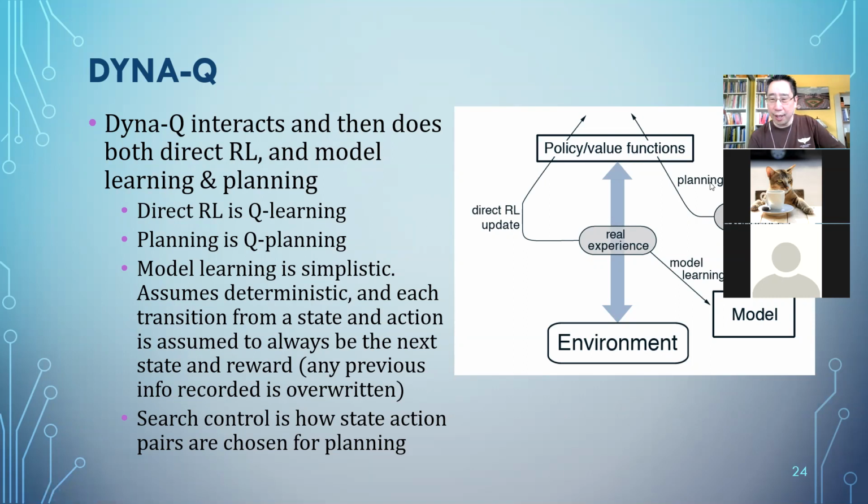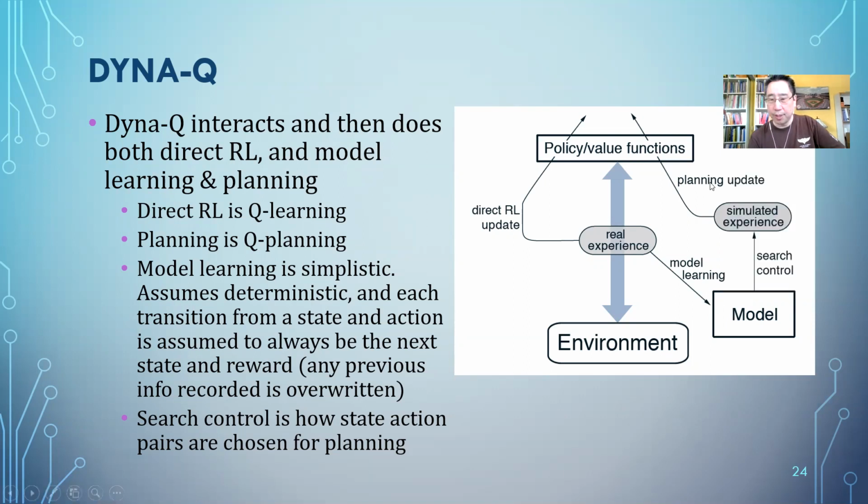But there's one other element here that we haven't really talked about up until now, which is this search control idea. And so this is the idea of, if we're going to do simulations, what should we actually simulate? Which states and which actions? We're not going to talk about this in too much detail yet. That comes as we improve upon our basic algorithms.